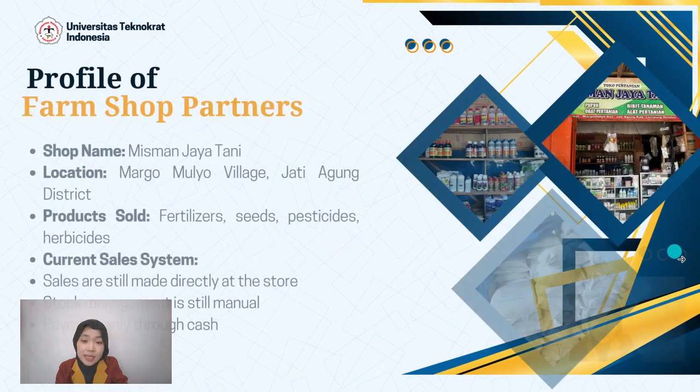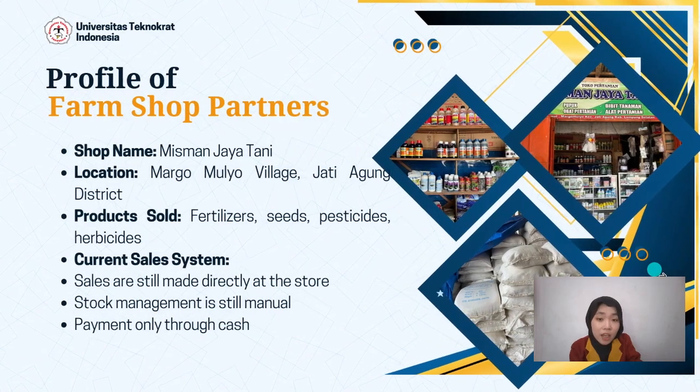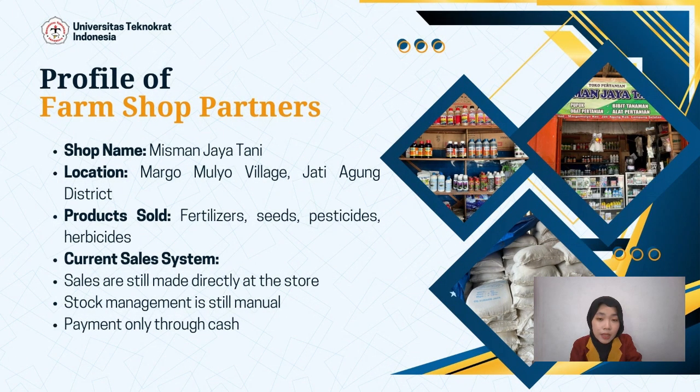Alright, next is the profile of the farm shop partner. Our partner shop name is Misman Jayatani, and the location is in Margomulio Village, Jatiagung District, and the products sold are fertilizers, seeds, pesticides, and herbicides. And then the current sales system is that sales are still made directly at the store, stock management is still manual, and payment is only through cash.